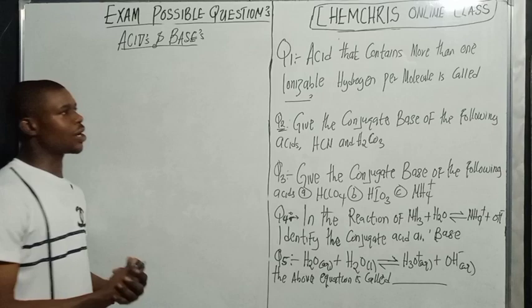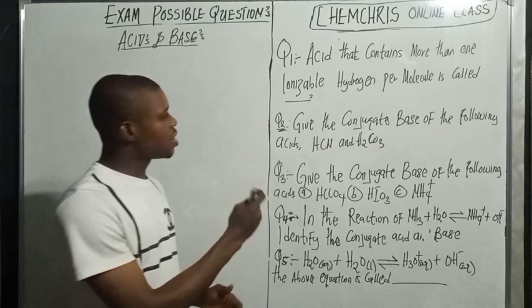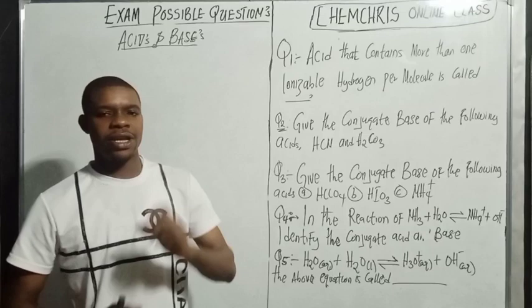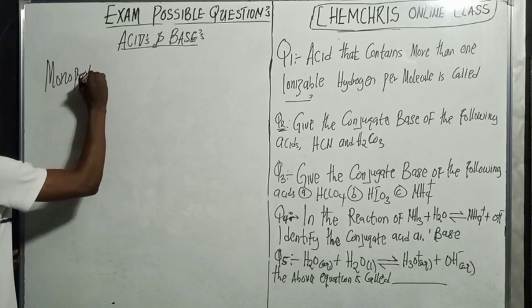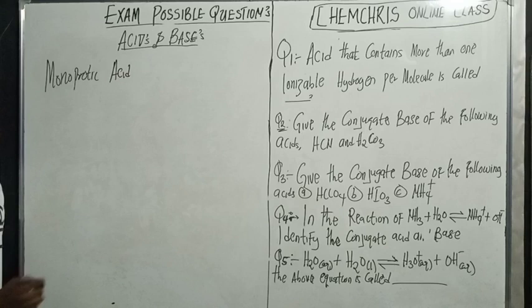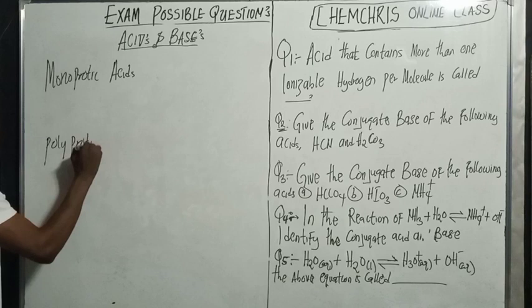So let me tell you what the first question says. Acid that contains more than one ionizable hydrogen molecule is called dash. Now, what I want you to understand here is that we have what we call monoprotic acid and polyprotic acid.